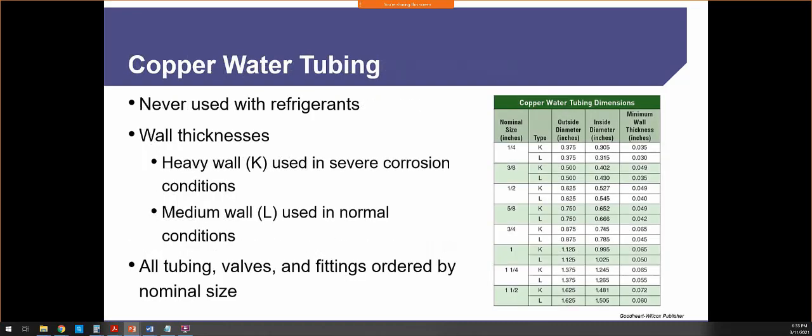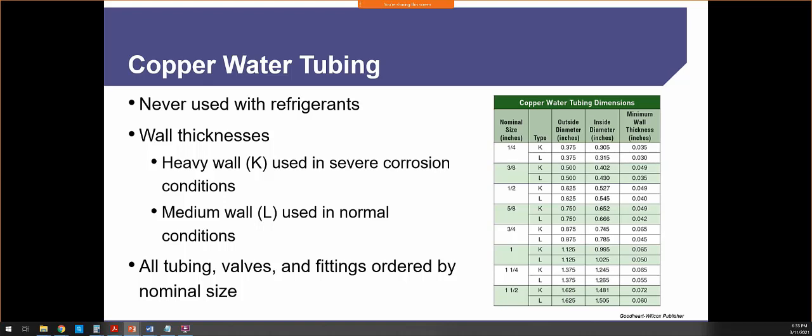All right, copper water tubing we're never used with refrigerants. It's not thick enough. It's not meant for that application. Okay, heavy wall K used in severe corrosion conditions. Medium wall used in normal conditions. Okay. Yet again, we've got that type N, but they're not going to even talk about it because we shouldn't even be really using it. All tubing, valves, and fittings ordered by their nominal size.